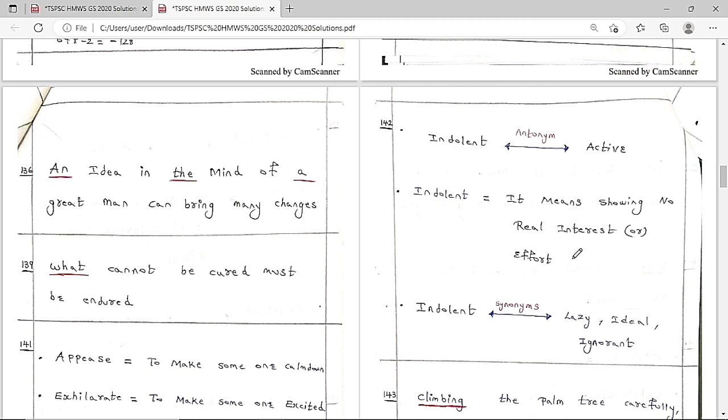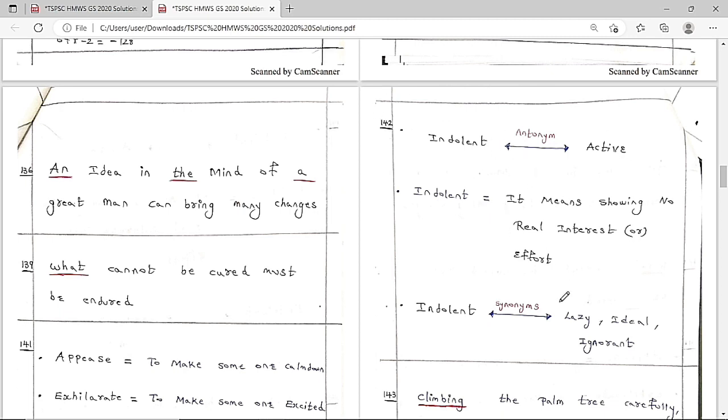So these are the synonyms of indolent, whereas active means participating in each and every activity with a lot of interest to become successful in life. So we can say both are opposite words. Their meanings are opposite, so these are antonyms. Finally, indolent means not showing any interest in anything. Active means always showing interest in everything. So both are antonyms of each other.